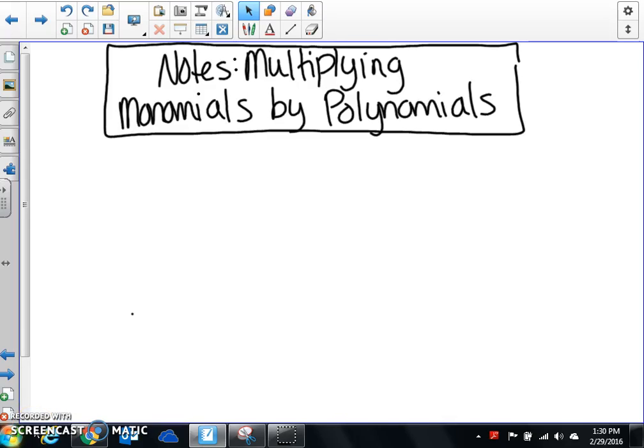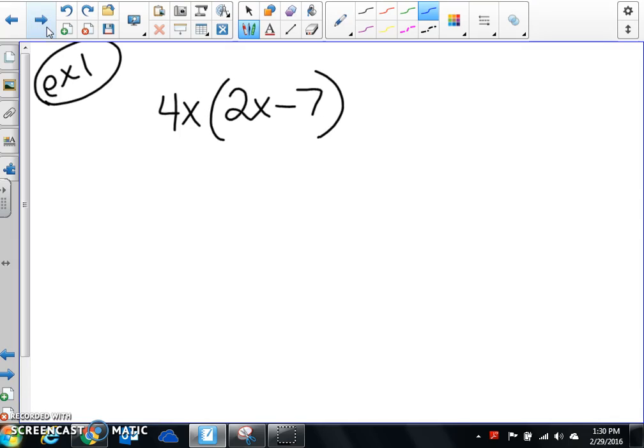Okay, we're going to be multiplying monomials by polynomials. In essence, what we're doing is we're using the distributive property on steroids. That's the best way to describe it. For instance, number one, people go wrong when they rush themselves. Like we discussed today, you need to slow down. So I start by distributing.